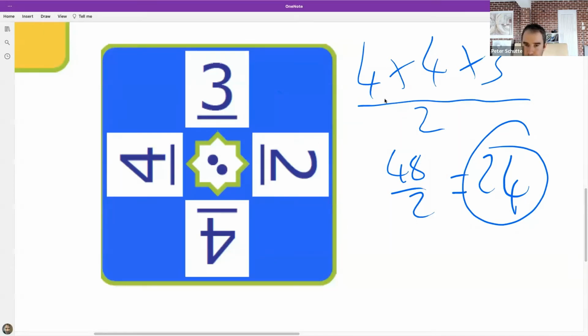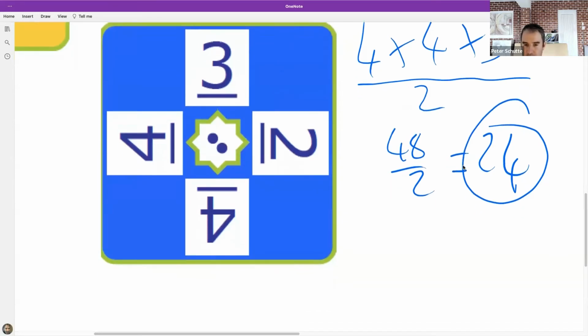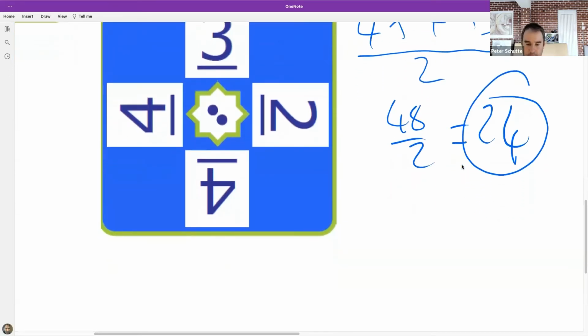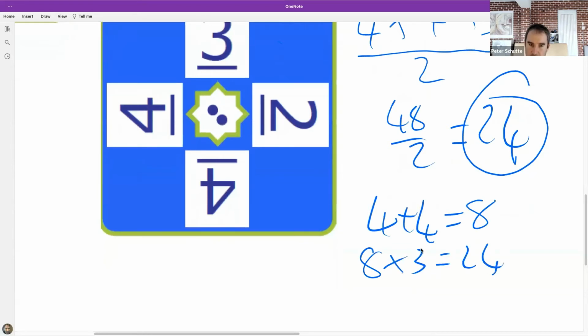Is there another way? So yes, there is another way. I said 4 plus 4 is equal to 8, and I said 8 times 3 is equal to 24. You must use all 4 numbers. Aha, you're right, you got there, but you haven't used the 2. That is the key.